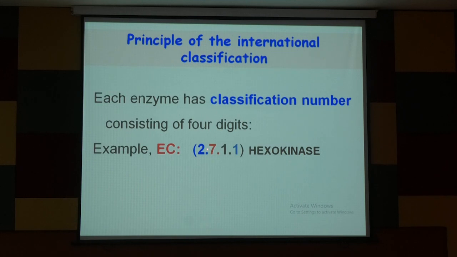The second digit will denote, if this is a transferase, which molecule is being transferred. 2 means transferase, so what type of molecule they will transfer. If it is number 1, then it is oxidoreductase, then whether it is accepting hydrogen or accepting oxygen, depending on that, different subtypes. Then the third digit comes, the subtype.